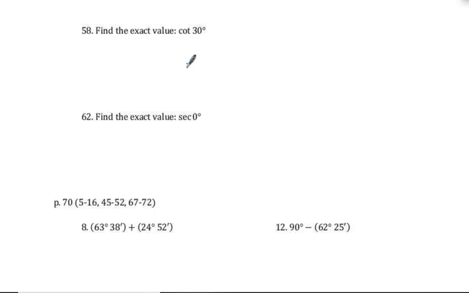Number 58, we're going to find the exact value of the cotangent of 30. Well, first, I know that tangent is the reciprocal of cotangent. So I know from the table that the tangent of 30 is the square root of 3 over 3. And so the cotangent is the reciprocal of that. Cotangent 30 degrees is going to be 3 divided by the square root of 3.